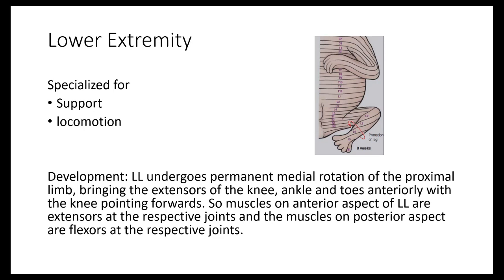For example, the quadriceps, which is on the anterior aspect of the thigh, is the extensor of the knee joint. And the muscles on the posterior aspect of the lower extremity are flexors at the respective joints. For example, the hamstrings and the gastrocnemii, they flex the knee. Now, it would be hard to imagine if this lower limb bud had not gone through the medial rotation evolutionarily, what would be our gait? Most probably we'd all be walking with a waggling gait.